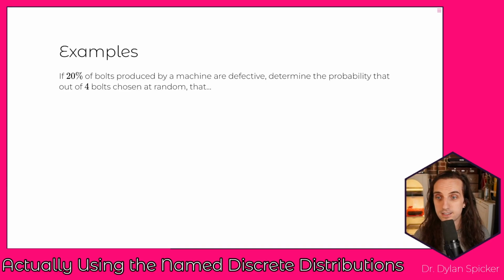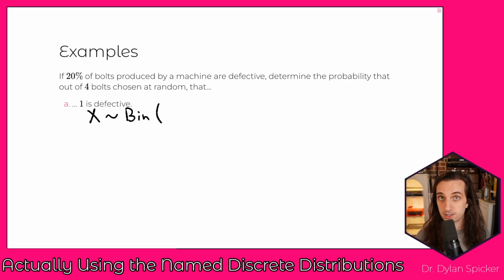Okay, so 20% of bolts produced by a machine are defective. We want to determine the probability that out of 4 bolts chosen at random, one of them is defective. Okay, and so we could work through this directly from first principles, but instead what we can say is, well, we have 4 bolts that we're looking at. Each one is either defective or it's not, and we know the probability that any bolt is defective is 20%. Okay, so we're counting up a fixed number of trials, right? We want to know the number of successes here, and so what we can say is that if X is going to represent the number of defective bolts, then X has to be a binomial random variable, right?